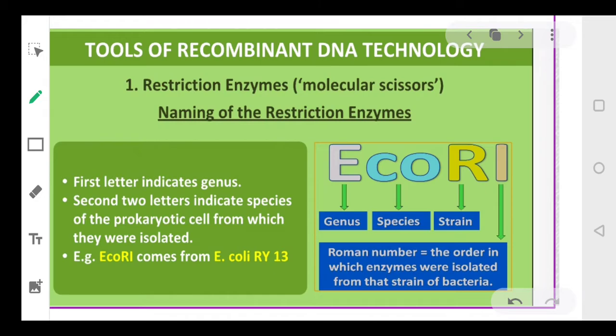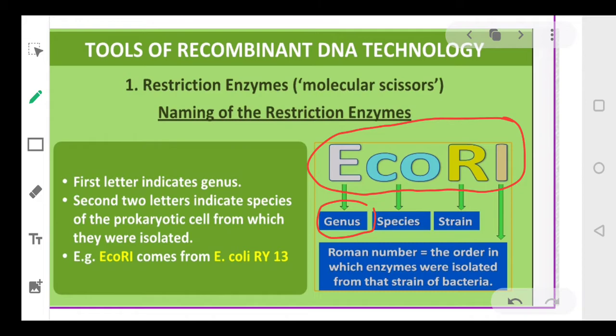Now how do we name an enzyme? If we have discovered restriction enzymes, how would we name these enzymes? We are using a very simple convention so that these enzymes can be named properly. Suppose, just now I discussed the name of the enzyme EcoR1, right? So this E deals with the genus. This letter E has come from the genus, right?